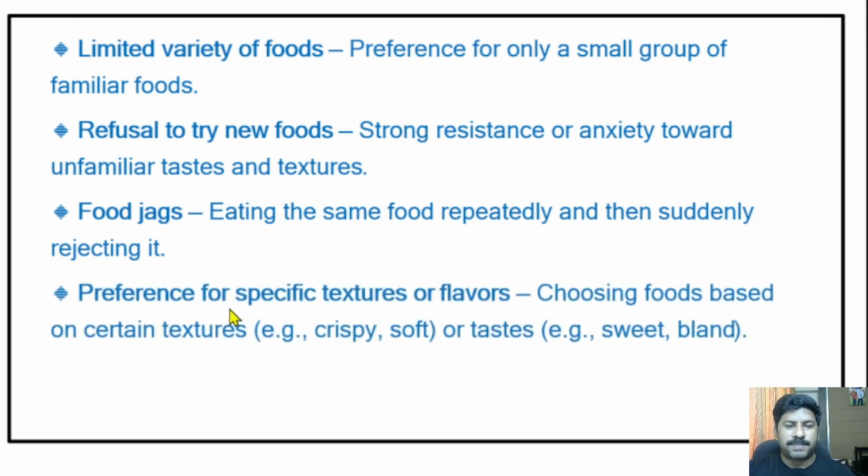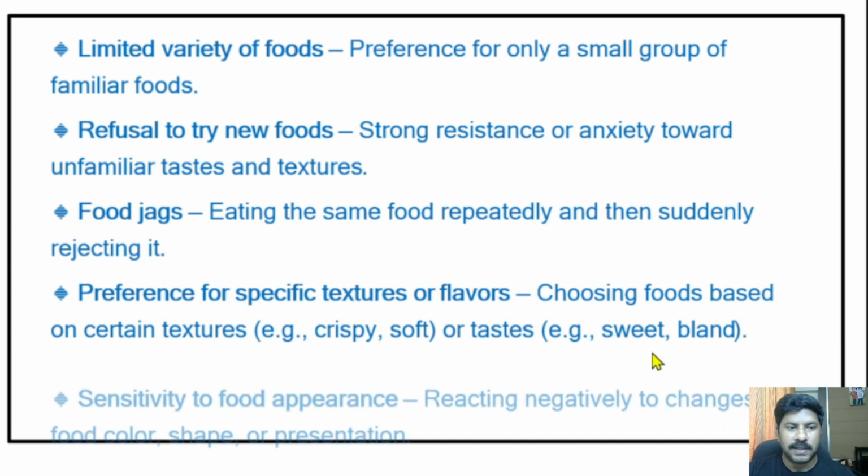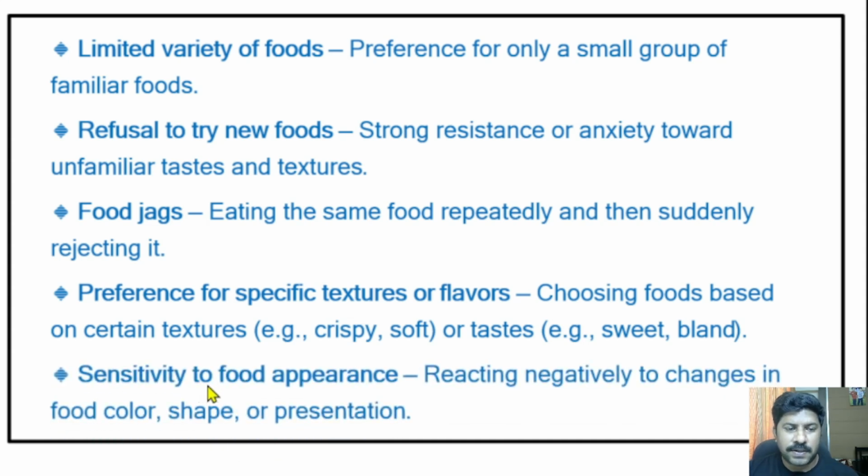Then preference for specific textures or flavors, choosing foods based on certain textures, that may be crispy or soft, or taste, that is certain kinds of taste, sweet or bland. Then sensitivity to food appearance, reacting negatively to changes in food color, shape or presentation. The child may be very selective, and after seeing the appearance also they may react.